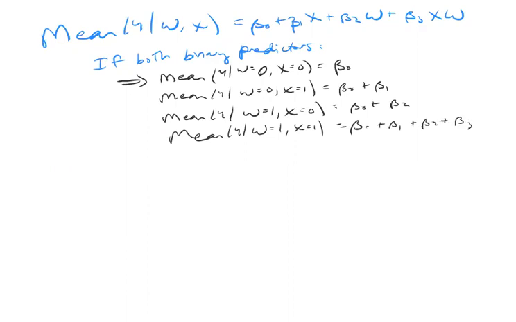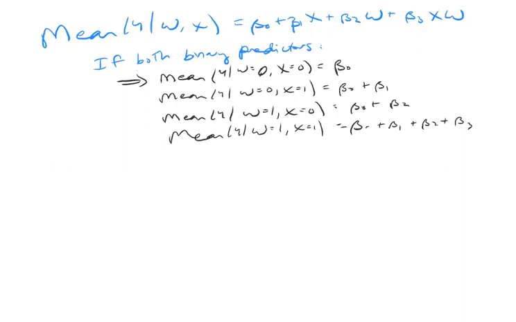Okay, so I could, again, have this model. It works perfectly fine with binary predictors. How do you interpret these? Well, if this is my model, then beta 0 is the mean of y when both predictors are 0. Beta 1 is the amount that my predicted mean of y changes when w is equal to 0, but x goes from 0 to 1.